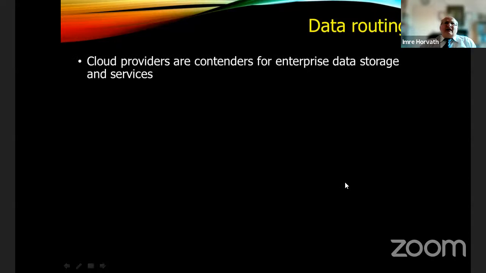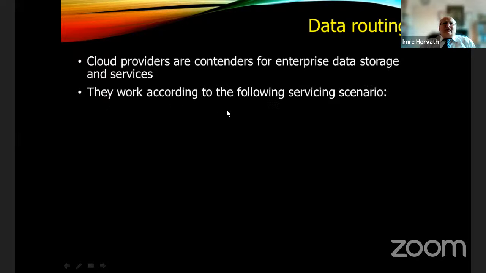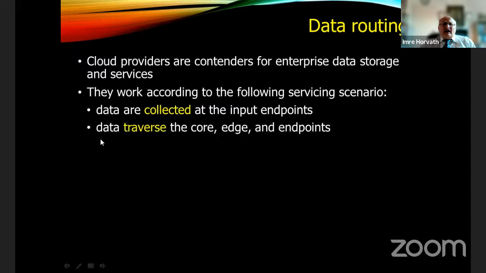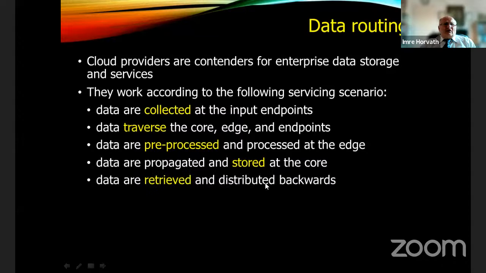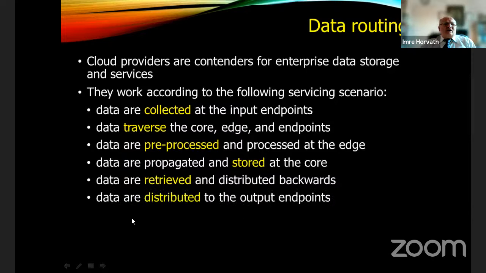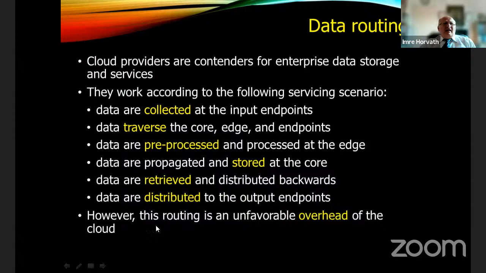So the other issue is the data routing, because cloud providers are contenders for enterprise data storage and services. They work according to the following servicing scenario. The data are collected at the input endpoint, and then data travels the core, the edge, and the endpoints, and the data are pre-processed and processed at the edge. The data are propagated and stored at the core, and data are retrieved and distributed backward, and distributed to the output nodes. This routing is unfavorable overhead and very complicated to implement in real life based on the cloud, and this is why more attention is given to the implementation of this routing on the edge.